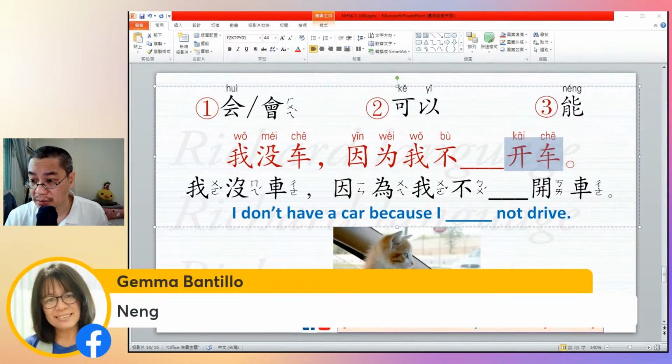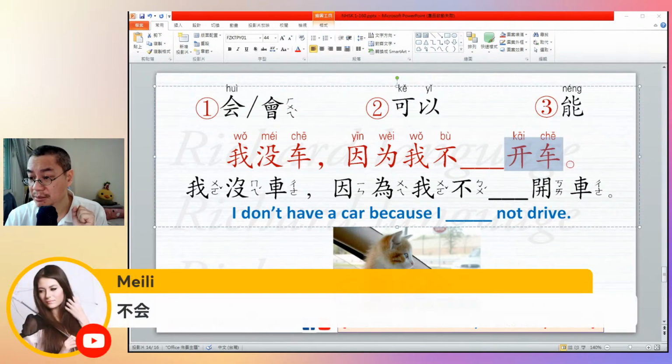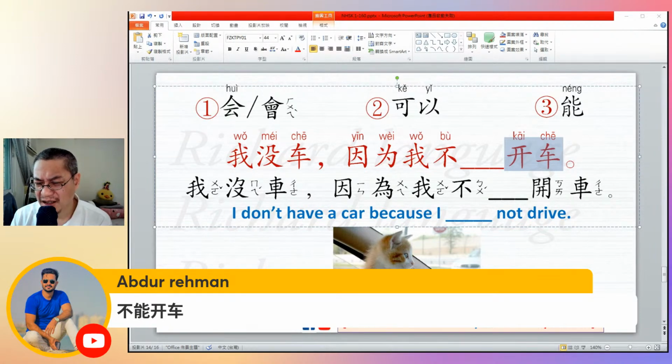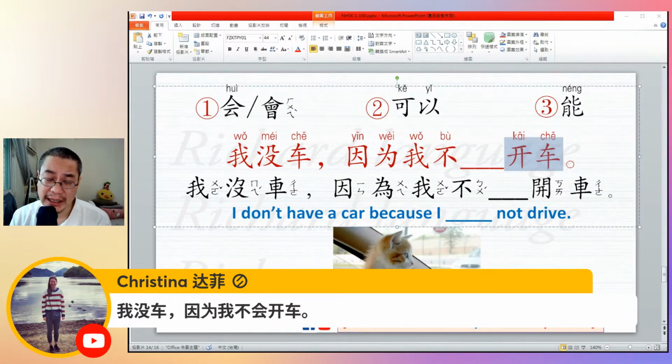不能，我不能开车，我不会开车。不会。I should say I don't need a car, right? 不会，因为我不会开车。Okay, 我没车，因为我不会开车。Why don't you have a car? Because I don't even know how to drive. I don't even know the skill, right? Driving is a skill. 开车是一个 skill，对不对？所以我不会开车。That's the reason why I don't have a car.